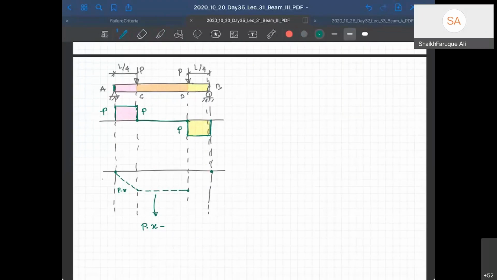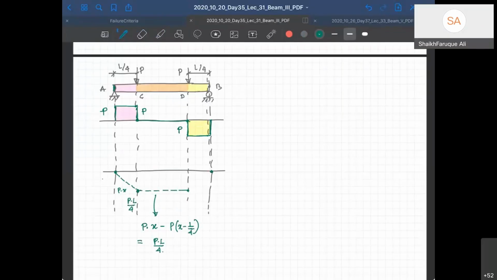What should I write here? So one will be P into X, the other will be P into X minus L by 4, right? And that is going to be your P into L by 4, right? So it's going to be a constant value. So this value is P into L by 4.